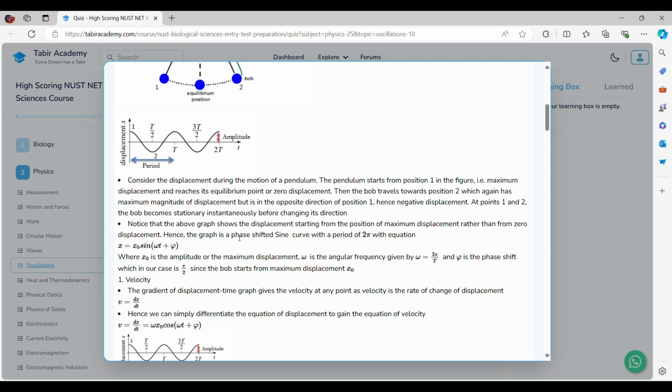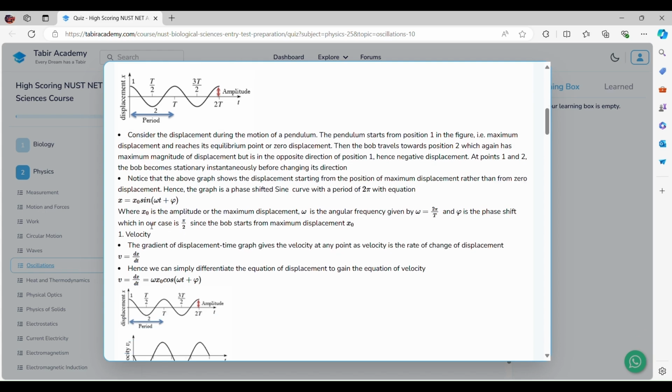Hence, the graph is a phase shifted sine curve with a period of 2 pi with equation x equals to x naught sine (omega t plus phi), where x naught is the amplitude or the maximum displacement, omega is the angular frequency given by omega equals to 2 pi over T, and phi is the phase shift, which in our case is pi over 2 since the bob starts from maximum displacement x naught.